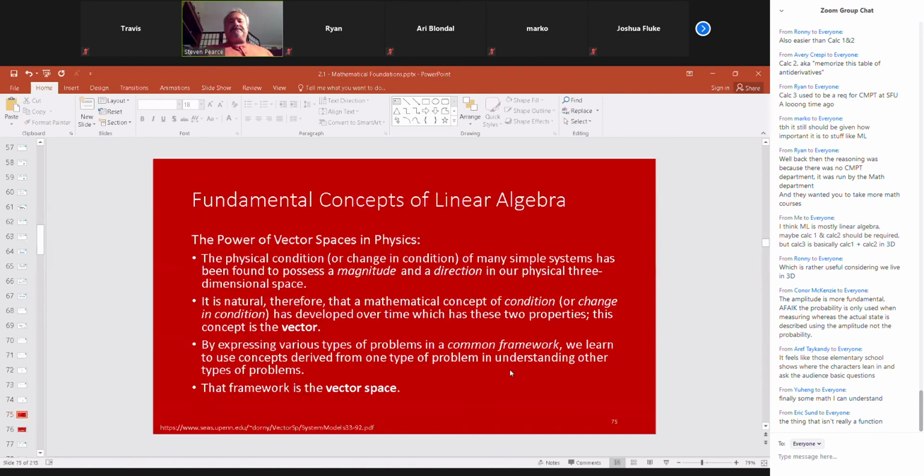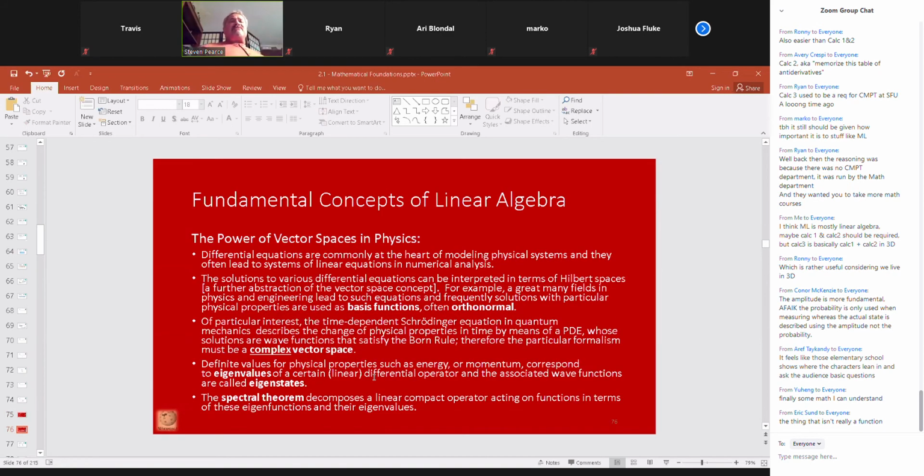Okay, all right. So here we go, fundamental concepts: the power of vector spaces in physics. The physical condition or change in condition of many simple systems has been found to possess a magnitude and direction. And it's natural, therefore, to develop the concept of condition or change in condition using vectors. By expressing various types of problems in a common framework, basically the vector space evolves. That's what we've just done, right?